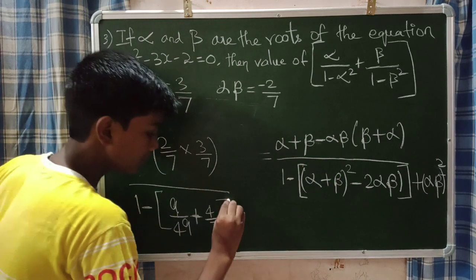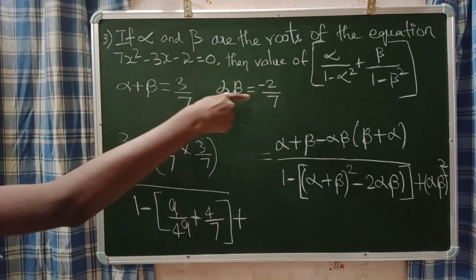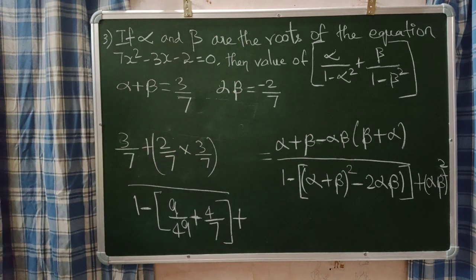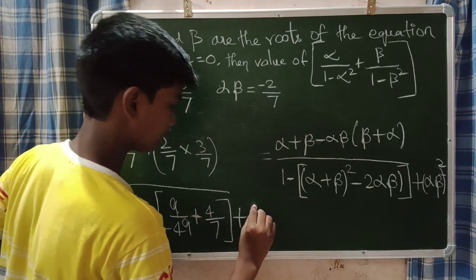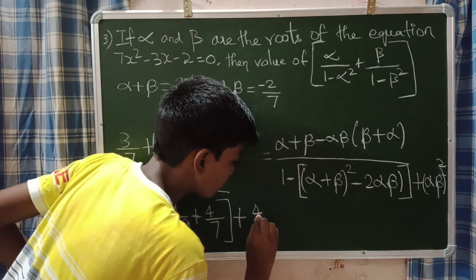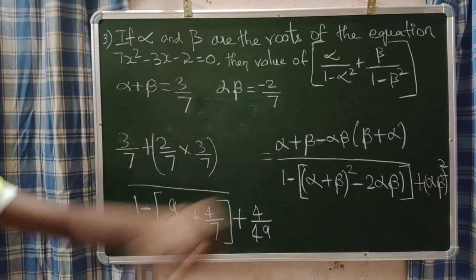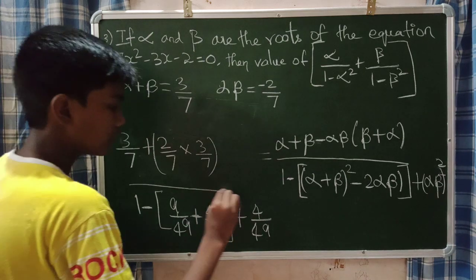That's all. Plus, guys, alpha beta whole square. What is alpha beta? That is minus 2 by 7. So minus 2 by 7 whole square will be, sorry guys, 4 by 49. That's all. So alpha beta is minus 2 by 7 whole square. This is what you have got now.